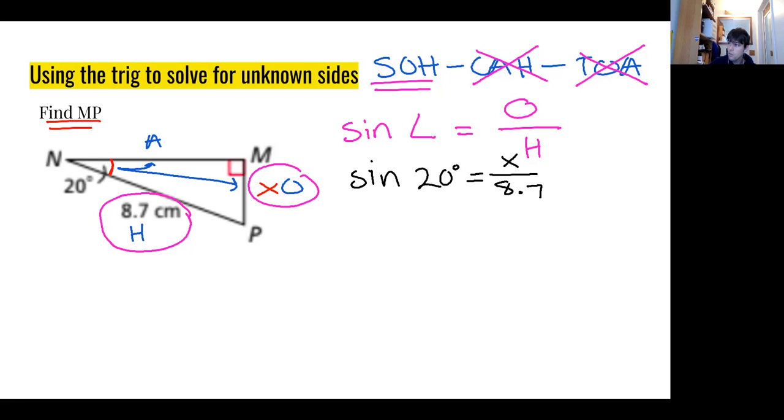Okay, this one is a little bit different. Small differences here. Sine instead of tangent. And the big thing is our unknown, the x, is actually in the numerator. This makes this process of solving this equation much easier. All I have to do is get rid of this division by 8.7. So all I have to do is actually multiply both sides of my equation by 8.7. Cancels out over here, multiply over here. And that is what I need to put in my calculator. I need to put in 8.7 times sine of 20 degrees, and that's going to equal x. So that's what I'm calculating.